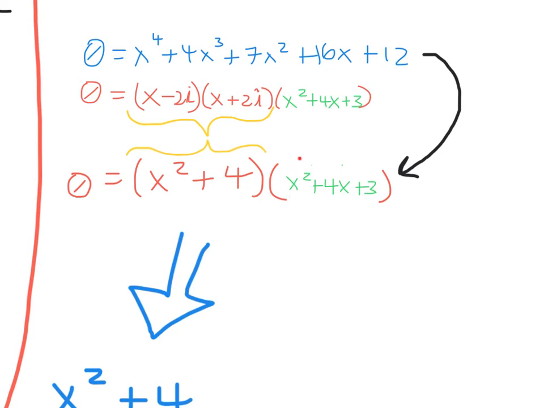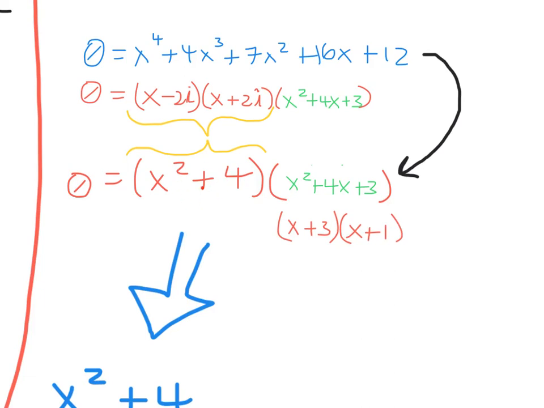And when I try to scope out 1 times 3, that gives me a 3. And then I ask myself, are there any two numbers that multiply together to give me 3, but add together to give me 4? And the answer is absolutely. 3 and 1, when you multiply them together, you get 3, and when you add them together, you get 4. So this could totally be factored into x plus 3 and x plus 1 rather.